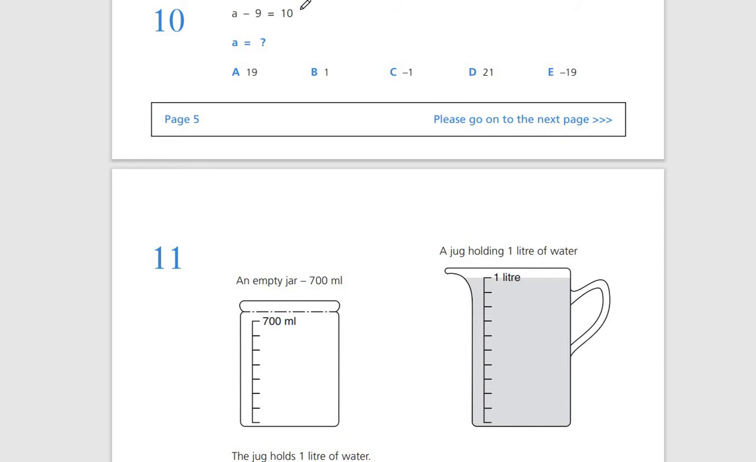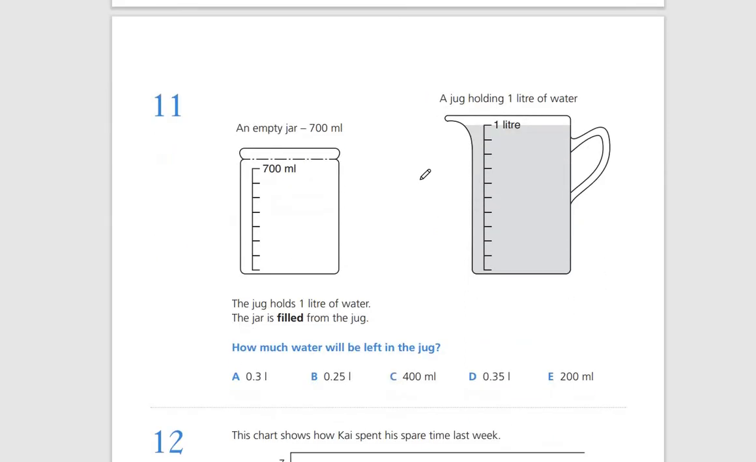10. A minus 9 equals 10. What's A? Well, this is normal maths. This is not hard algebra. We can say that 19 is the right answer. 19 minus 9 is 10. What we can do is 10 plus 9. If you've done simultaneous equations, you will know that you can bring the minus 9 over to make it plus 9, and A equals 10 plus 9, which is 19. A is 19.